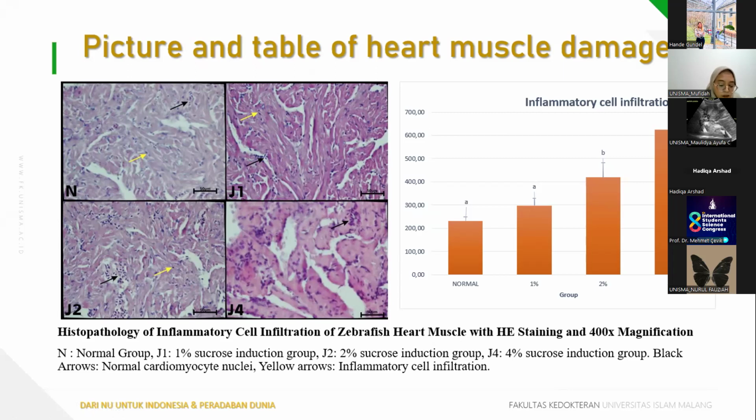Based on the result of the analysis carried out using the one-way ANOVA method and continued with the LSD test, it showed that the 1% group has an increased number of inflammatory cells that is significantly different from the 2% and 4% groups. The increase in the number of inflammatory cells occurs because prolonged hyperglycemic conditions trigger the accumulation of AGEs, which results in endothelial cells and monocytes producing inflammatory mediators in large quantities.